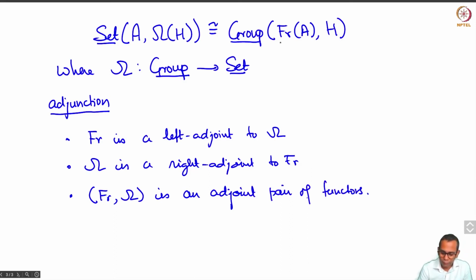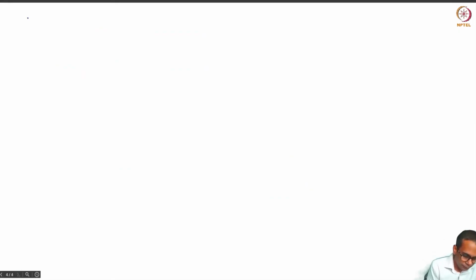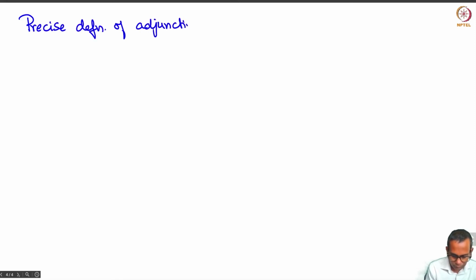Okay, so here note that FR occurs on the left and omega occurs on the right, and you're allowed to go from morphisms from A to omega H, this was what we called f, and arrows from free A to H, this is what we called f sharp, and this was a bijective correspondence. So let me make this idea of adjunction more precise. So the situation is as follows. Suppose C and D are two categories.